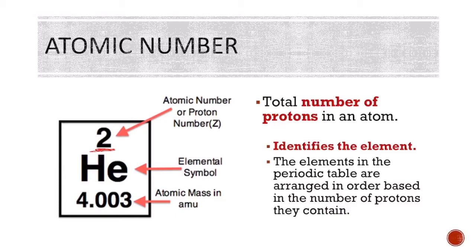The elements in the periodic table are arranged in order based on the number of protons they contain. So across each row, each successive element contains one more proton than the last.